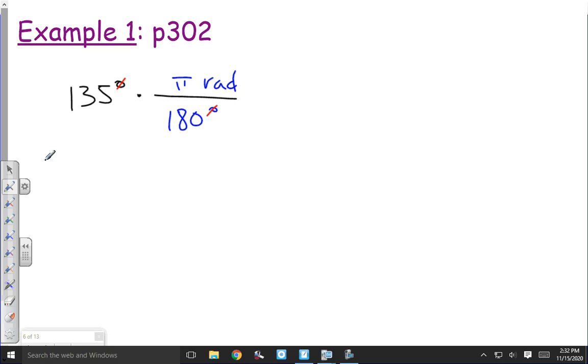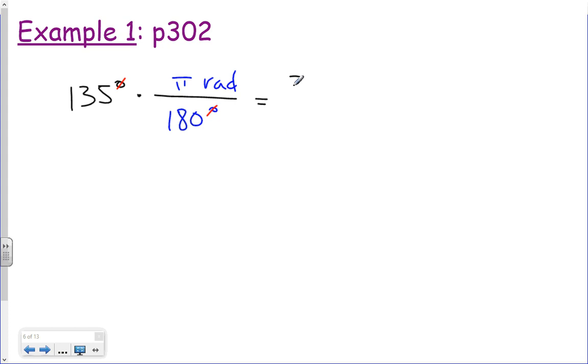And so what are we left with? Well, when I multiply this, I'll have 135 pi divided by 180. This is in radians, which, by the way, we normally don't write the units of radians on here, but just so you can see that this is in radians when we get done, we'll write it there. And I would simplify this. I think we can simplify that quite a bit if you find a common factor between the numerator and denominator. I think a common factor of 45 would work.